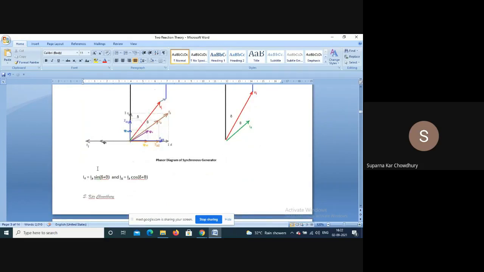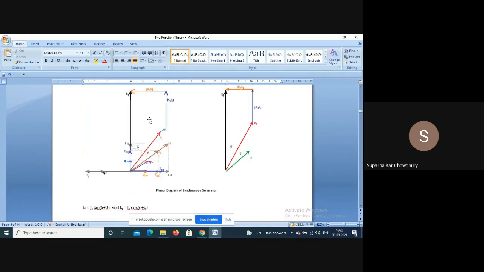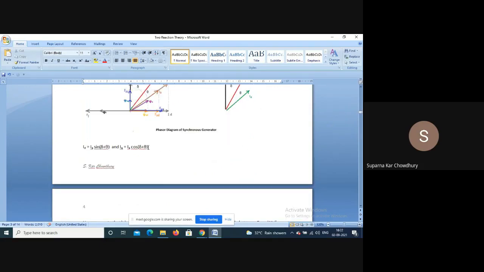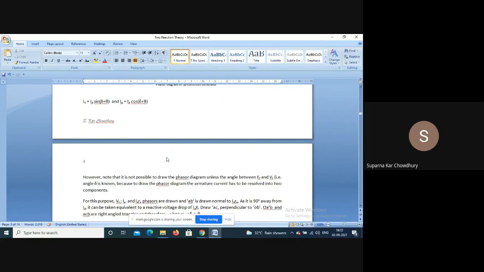So your Id, this component, will be Ia sine of delta plus theta, and Iq will be Ia cos of delta plus theta. This is for the lagging power factor current. If it is leading, this plus sign will change.